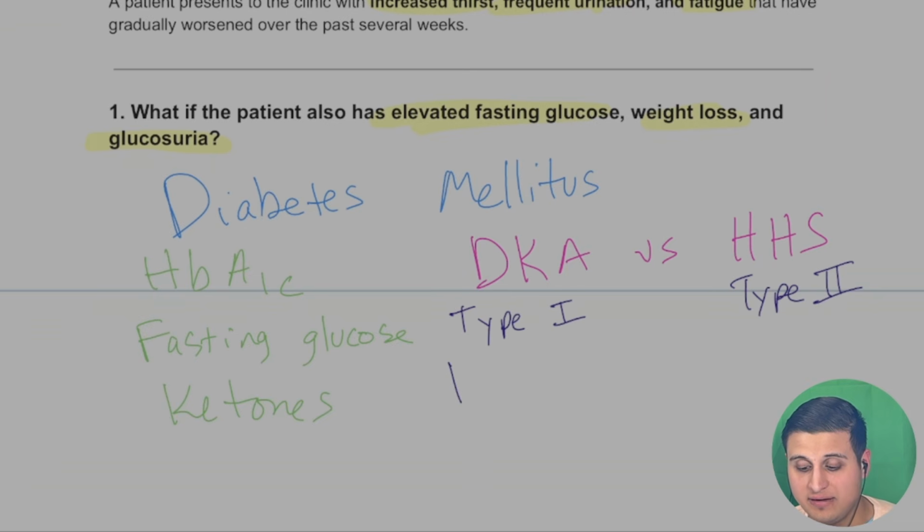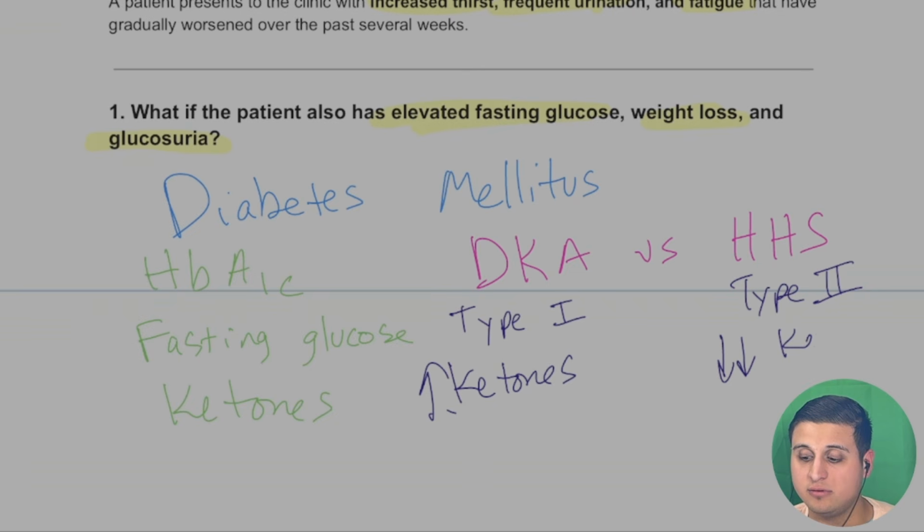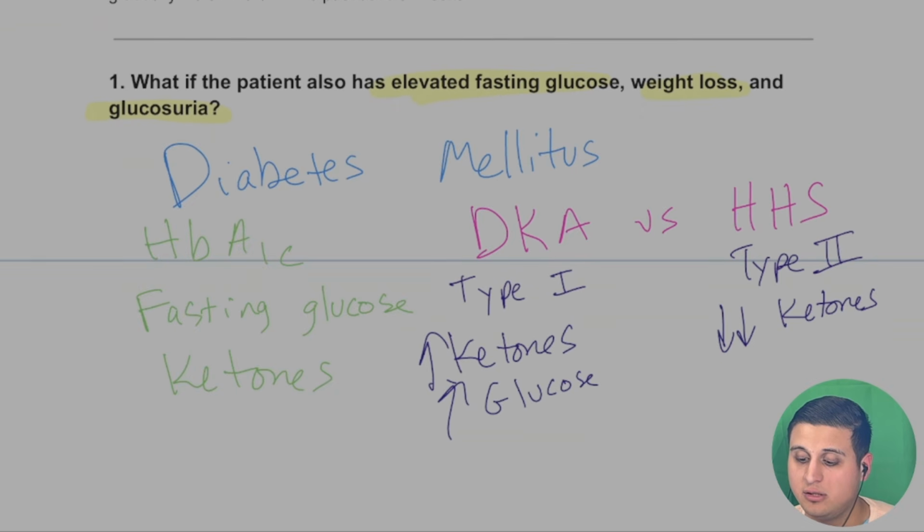All right, from there, with DKA, we have ketones in our urine, right? So we have a lot of ketones. In HHS, we have no ketones or minimal, so very, very low ketones. There's nothing in terms of ketones. You'll have high glucose levels in both of them. But in HHS, typically that's the one where you have extremely high glucose levels. So in DKA, you'll have a glucose of like 300, 400, and ketones.